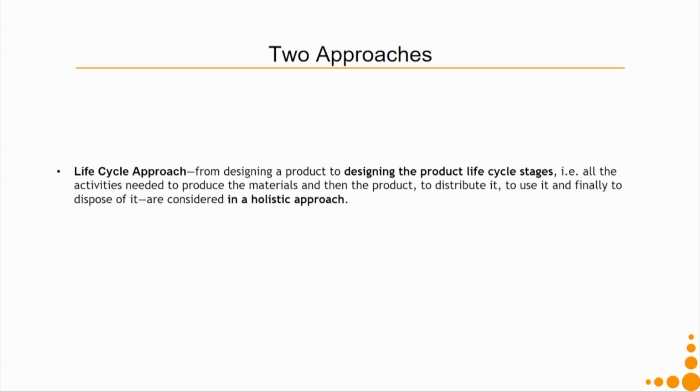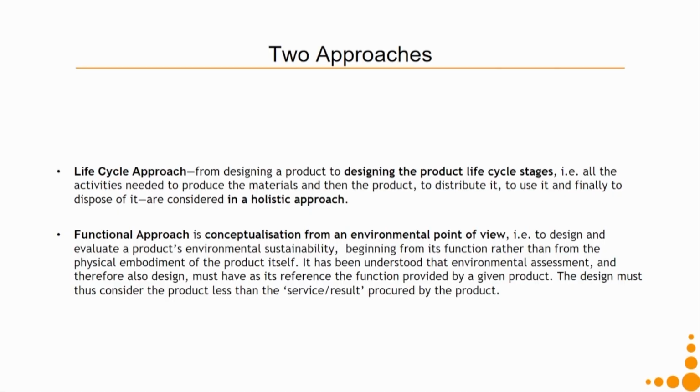So, this particular approach, where we shift from designing a product to designing the product life cycle stages, can be helpful in reducing the environmental impact. Another approach, which is a better approach than this, is called the functional approach. In the first approach, the life cycle approach, we talk about moving from designing a product to designing the product life cycle stages. So, I take a washing machine. From designing a washing machine with a certain kind of impact on the environment, I try to design a more environmentally friendly washing machine than the previous one.